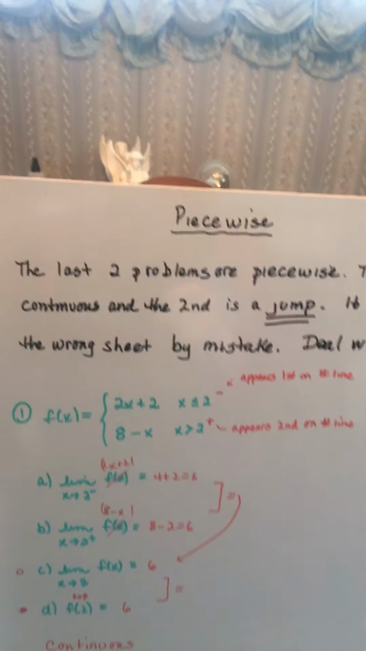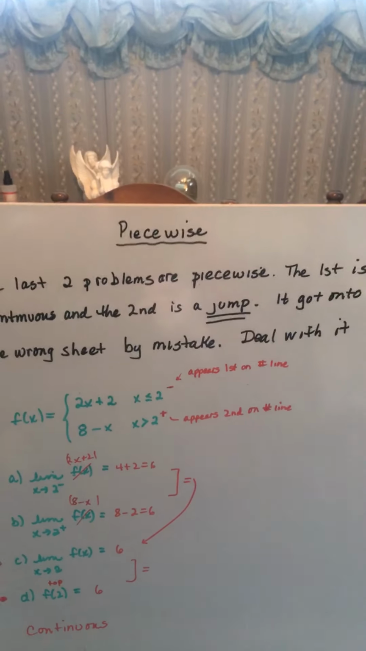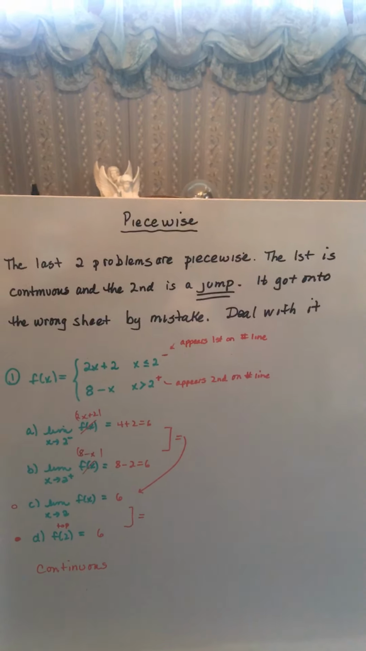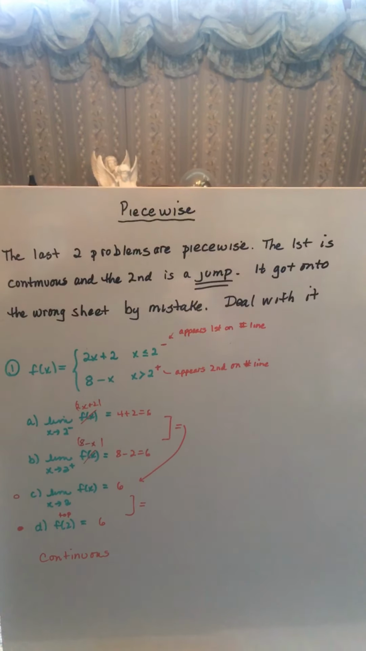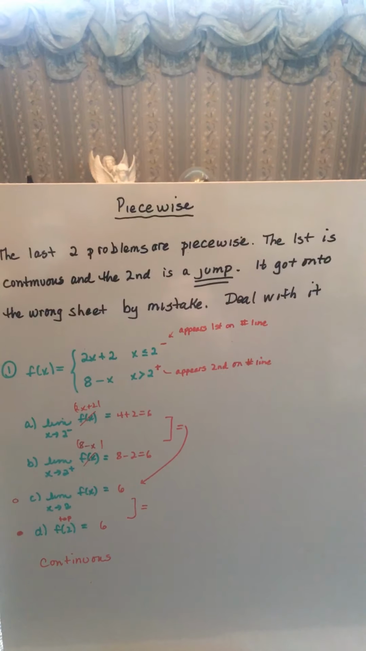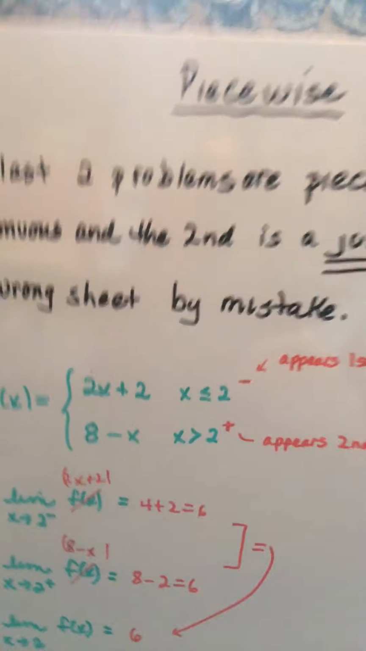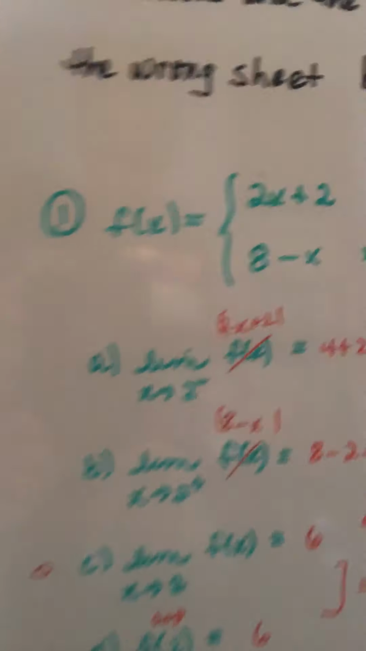Now, the last 2 problems that were made on this worksheet were piecewise. The first problem turns out to be continuous, and the second one is a jump. It got onto the wrong sheet by mistake. It was supposed to be a hole. Deal with it.